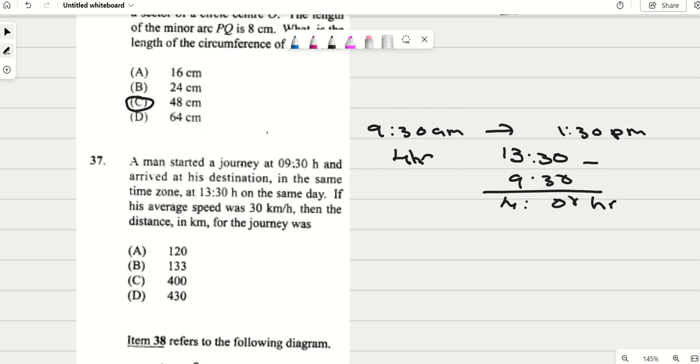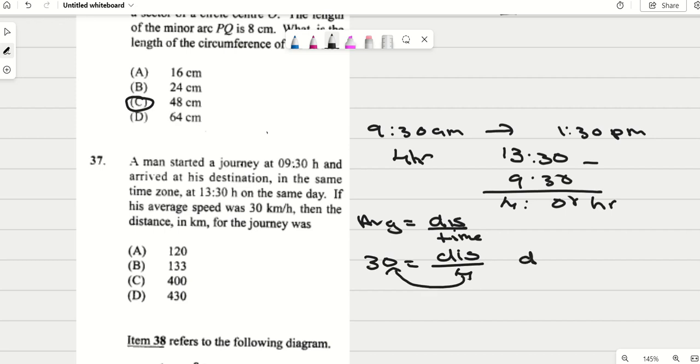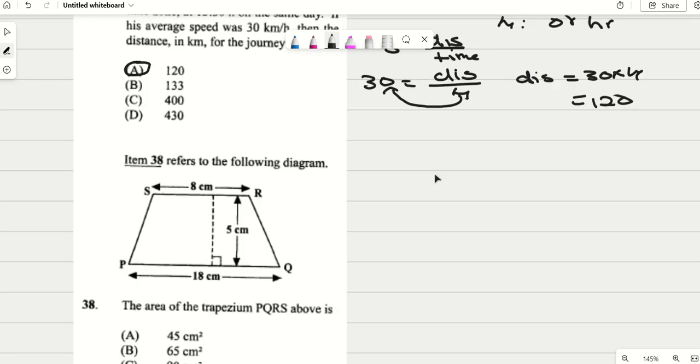They told you your average speed is 30. We know that average speed is equal to distance over time. So 30 is equal to distance over 4. So for our distance, if we carry across, divide by 4 turns to multiply. My distance would be 30 multiplied by 4, which is equal to 120. So my answer is A. My distance of my journey is 120 kilometers.